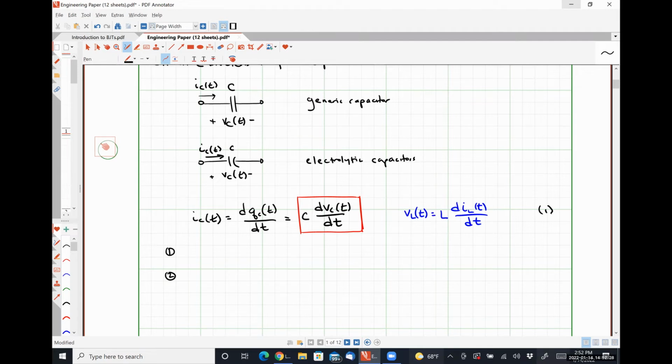So if the voltage is constant or a DC value, the derivative of the voltage is zero, which tells us that the current has to be zero. And then whenever we have no current, that is open circuit-like behavior. So we can say in a DC circuit, capacitors behave like open circuits.